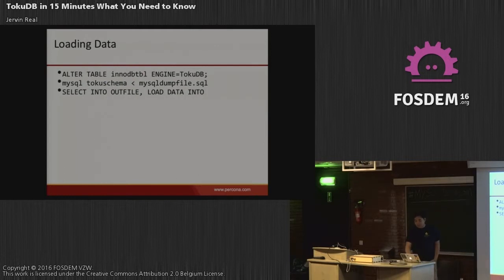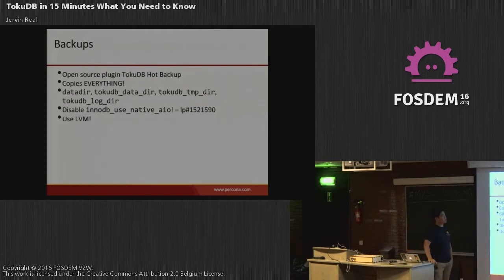Backups: there's a backup plugin for TokuDB, the TokuDB hot backup. It takes backups of your TokuDB tables, but there are catches to that. It copies everything. So if you have alien files in your data directory, your temp directory, or your log directory, for example large compressed files that you accidentally kept in those directories, they would also be copied. If they're larger than your data, then you're wasting backup disk.